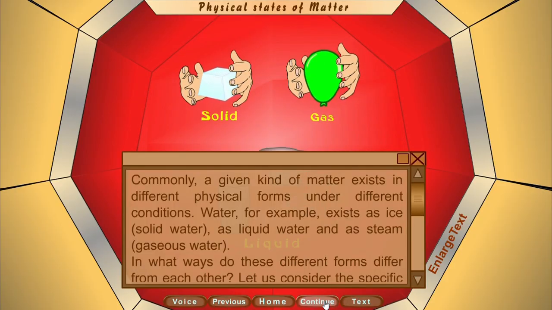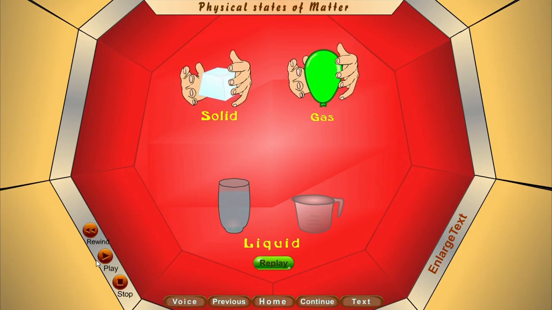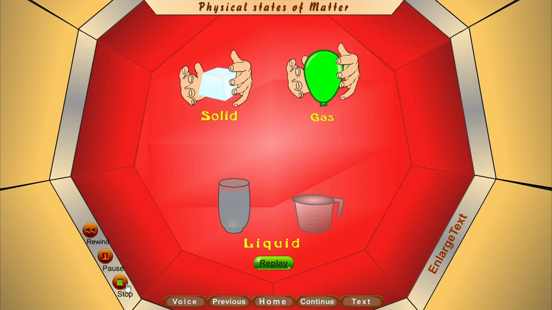However, physical states of matter. Commonly, a given kind of matter exists in different physical forms under different conditions. Water, for example, exists as ice, solid water.